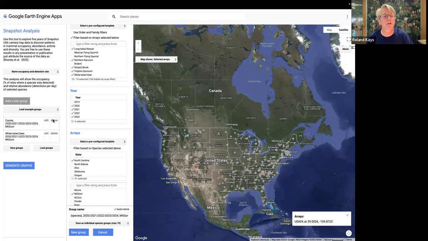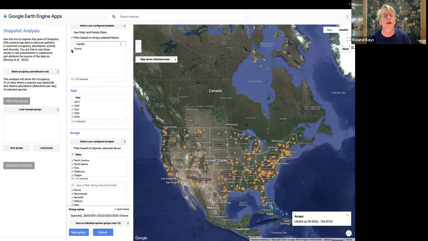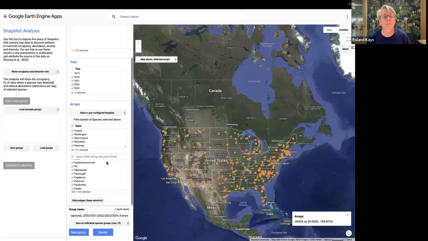So let me delete these. And I'm going to say, okay, no, I don't want to filter. Select all, unselect all. So let's just go. Okay, I'm going to start by selecting all sites. And then I'm going to select coyote. Okay, so now we got coyote. Now go down here to draw polygons on the map.